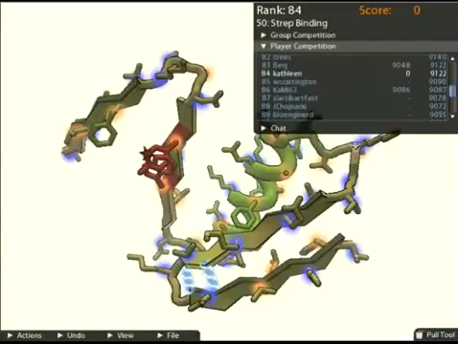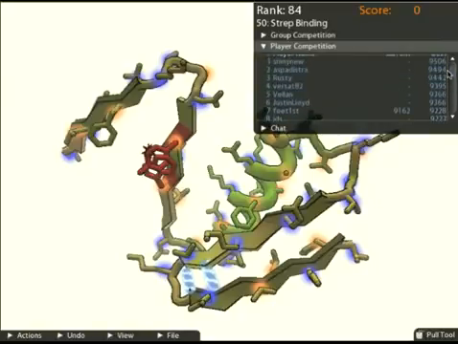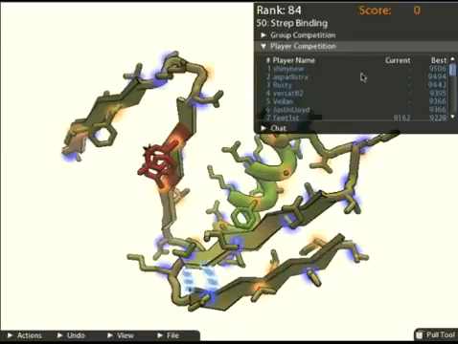Welcome to Foldit. Here we are in competition puzzle 50, strep binding. This protein is from a bacteria that causes strep throat. I'm Kathleen and it looks like I'm currently rank 84, which means I have a long way to go to get to the top. I'm competing against all these other players to fold this protein the best and get the highest score I possibly can.